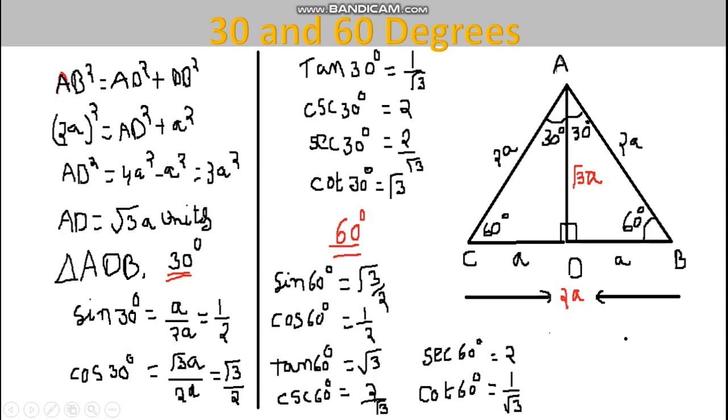In the same way, we can write the ratios according to angle 60 degrees also. Then we can get sin 60 is root 3 by 2, cos 60 is 1 by 2. You can write the ratios with respect to angle 60. Side opposite to angle 60 by hypotenuse, side adjacent to angle 60 by hypotenuse, side opposite to angle 60 by side adjacent to angle 60, and so on.